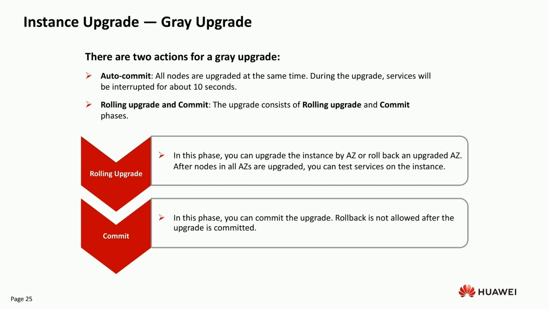In the rolling upgrade phase, you can upgrade the instance by AZ, or roll back an upgraded AZ. After nodes in all AZ are upgraded, you can test services on the instance. In the commit phase, you can commit the upgrade, and rollback is not allowed after the upgrade is committed.